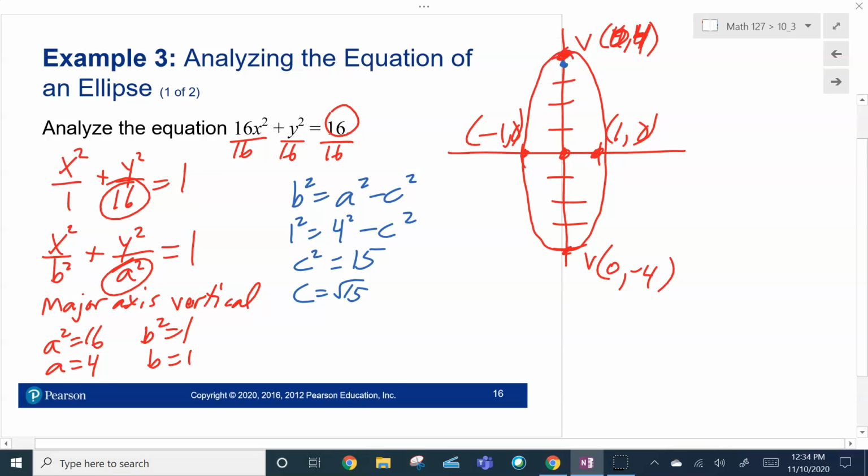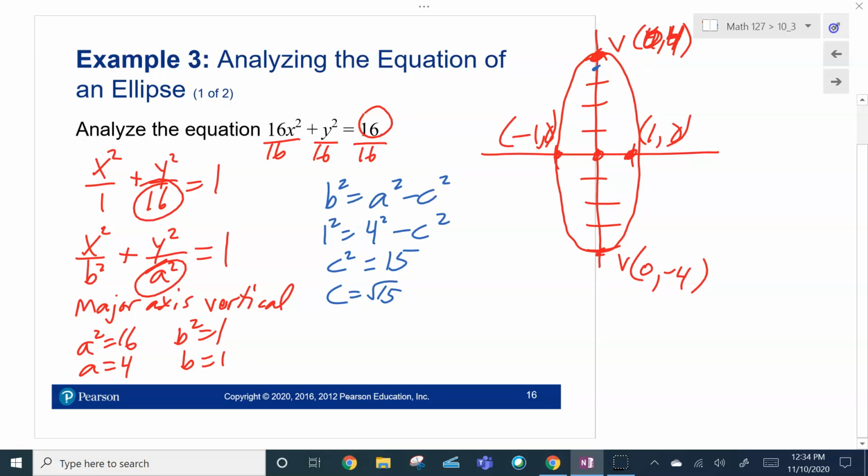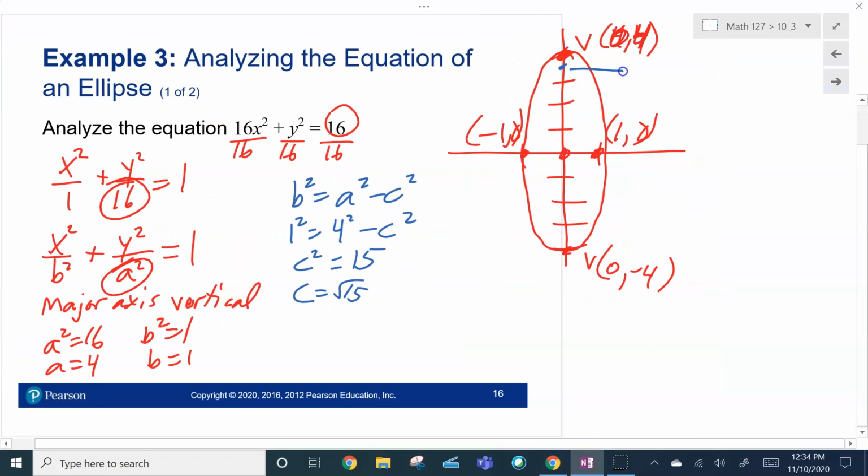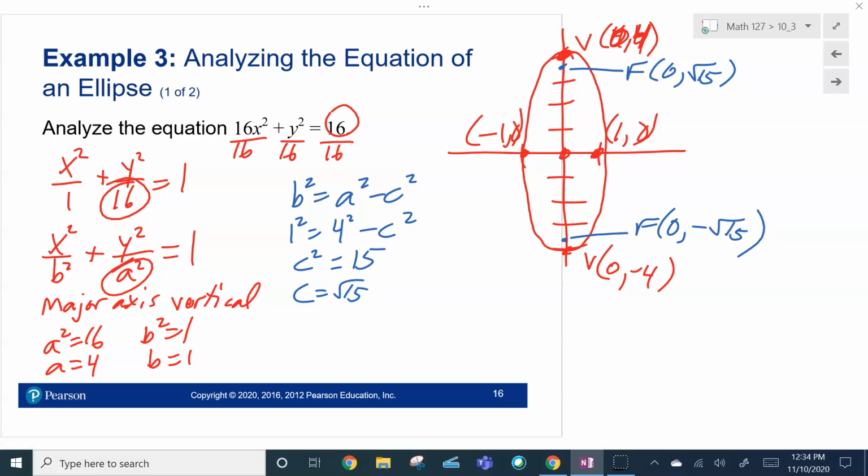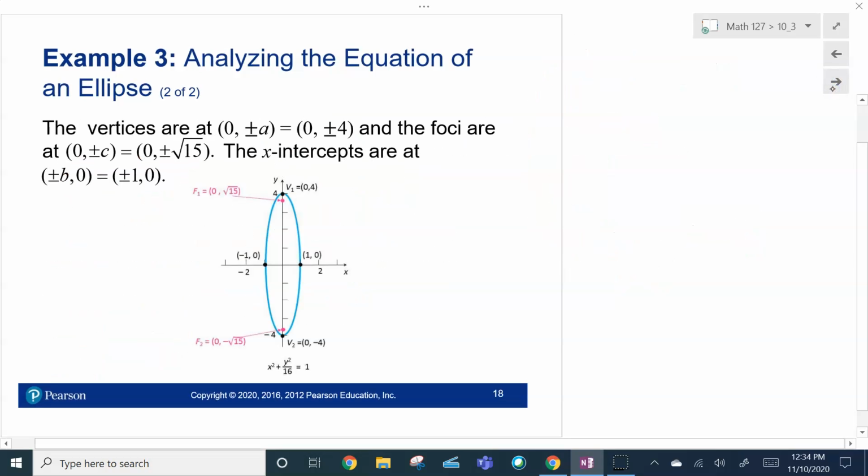So there's one focus. It says 0, comma, up square root of 15, 3.873 it looks like. And then here's your other focus, 0, negative root of 15, down 3.8, 3.9 kind of deal. All right. There's a little picture as well, a little nicer picture.